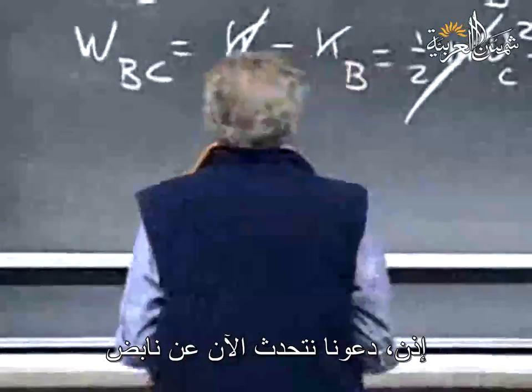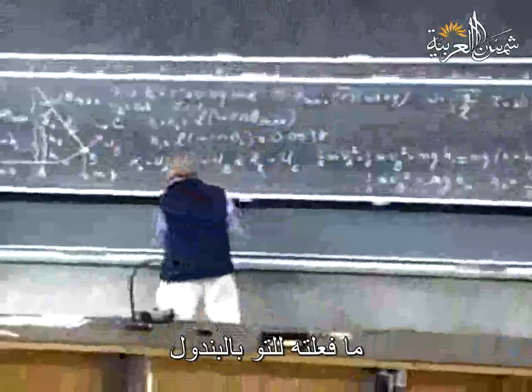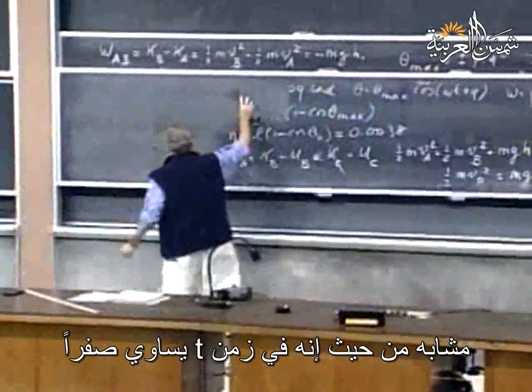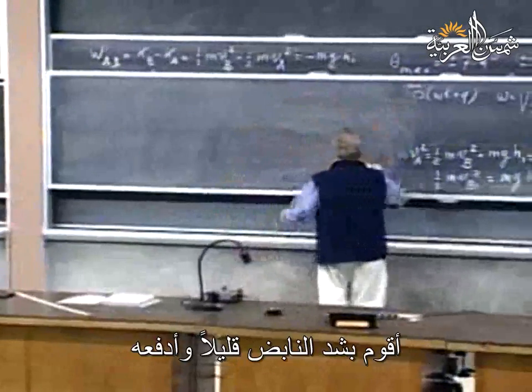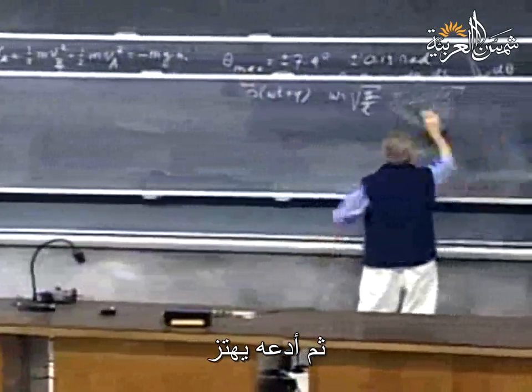So let's now talk about a spring. What I just did with the pendulum, I can do something similar with a spring. Similar in the sense that at time t equals 0, I stretch the spring a little and I give it a kick, and then I let it oscillate.